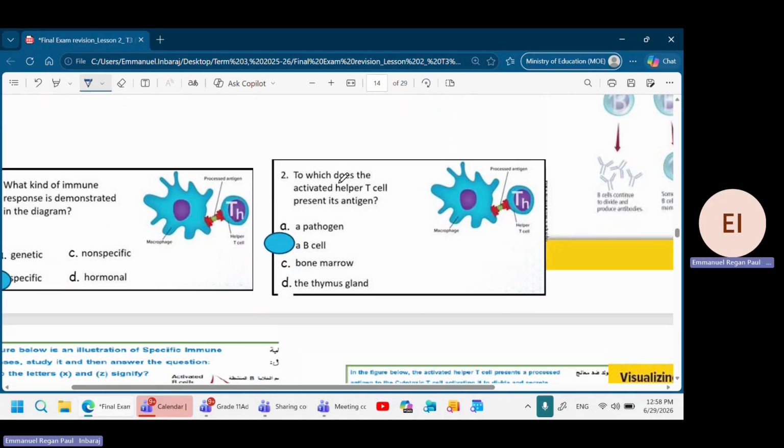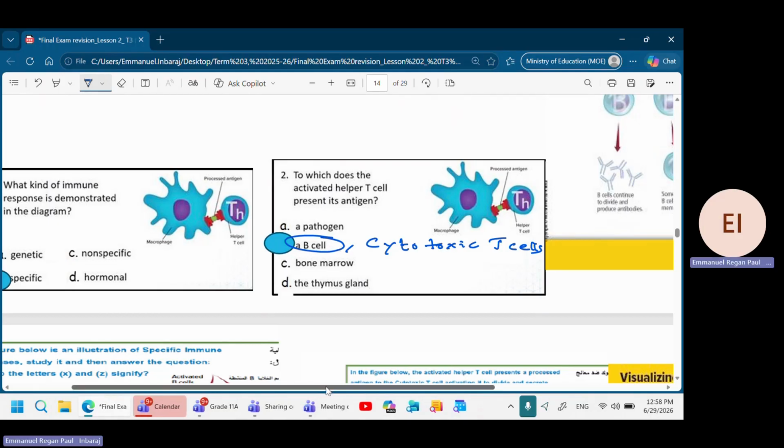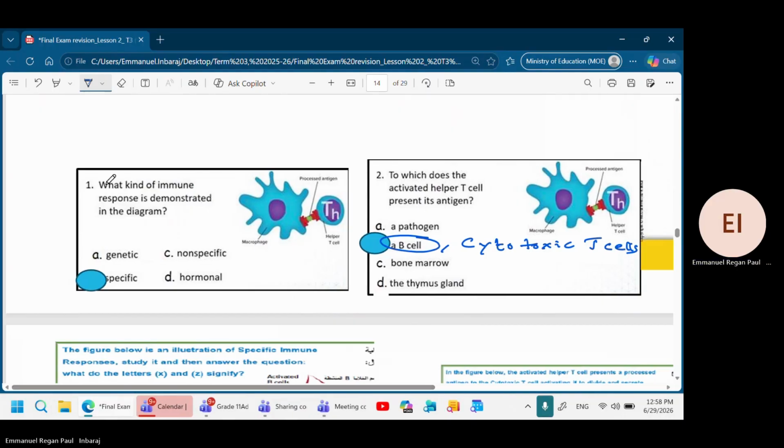So to which does the activated helper cell present the antigen? It presents to cytotoxic T cells and B cells, these two. But in these four options, you have only B cells. Okay, so that's why you are writing B cells. What kind of immune response is demonstrated in the diagram? It is the specific immune response.